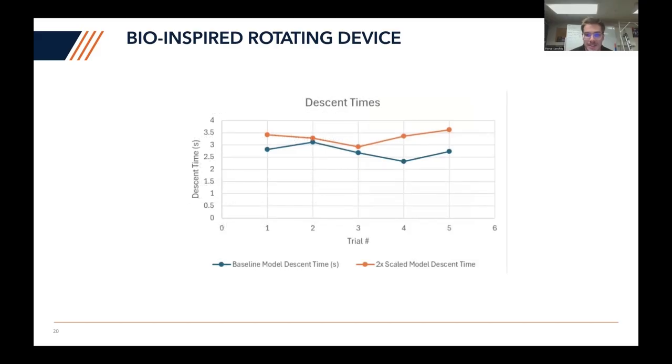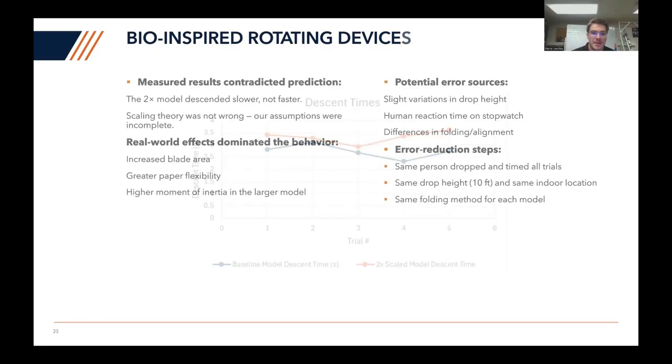Here, our data shows us that the 2 times scaled model, which is the line in orange, has a higher descent time than the baseline model. This is not something that we predicted. The 2 times model descended slower, not faster, which contradicted our prediction. Our scaling theory was not wrong. Our assumptions were just incomplete.